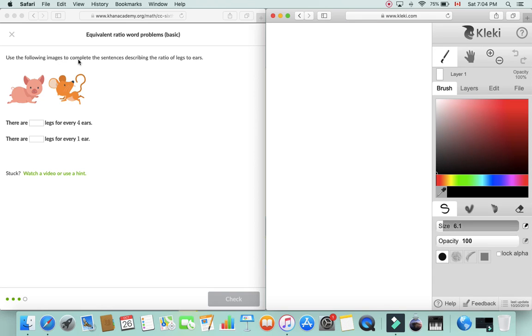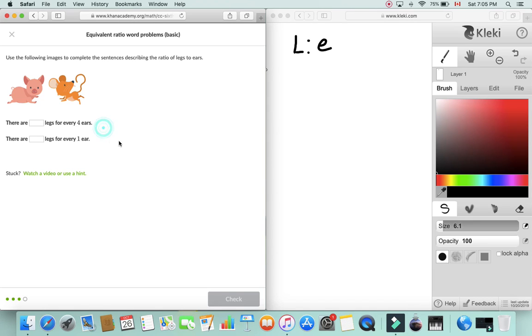The following images to complete the sentence describe the legs to ears. Legs to ears. Okay. So for every 4 ears, well, there are 1, 2, 3, 4. So how many legs? 2, 4, 6, 8. Okay, so there's 8 there.